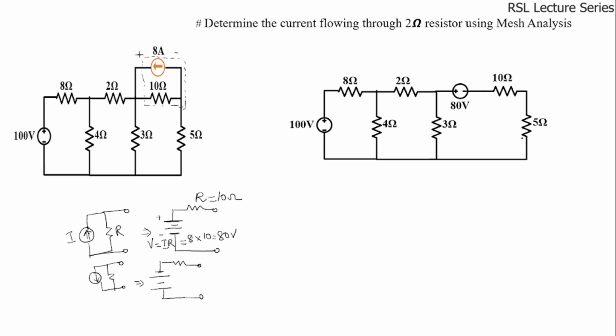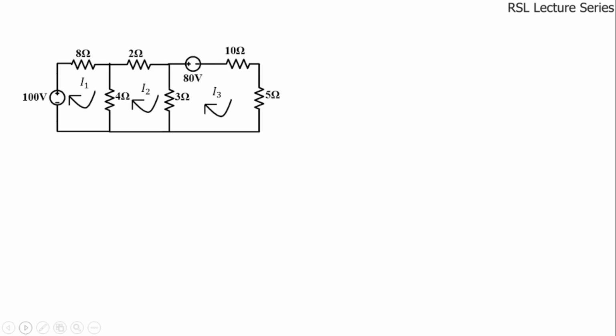So these two are connected in series. We can add these together, or we can simply solve by considering these two as such. Okay, so now we will have to assume three currents, I1, I2 and I3. So I1 is the mesh 1 current, I2 is the mesh 2 current, and I3 is the mesh 3 current. All these currents are assumed to be flowing in the clockwise direction.